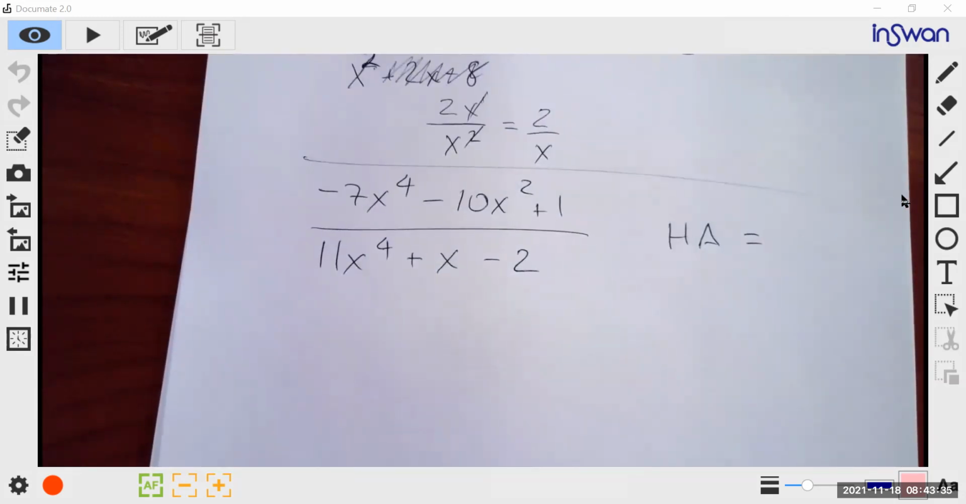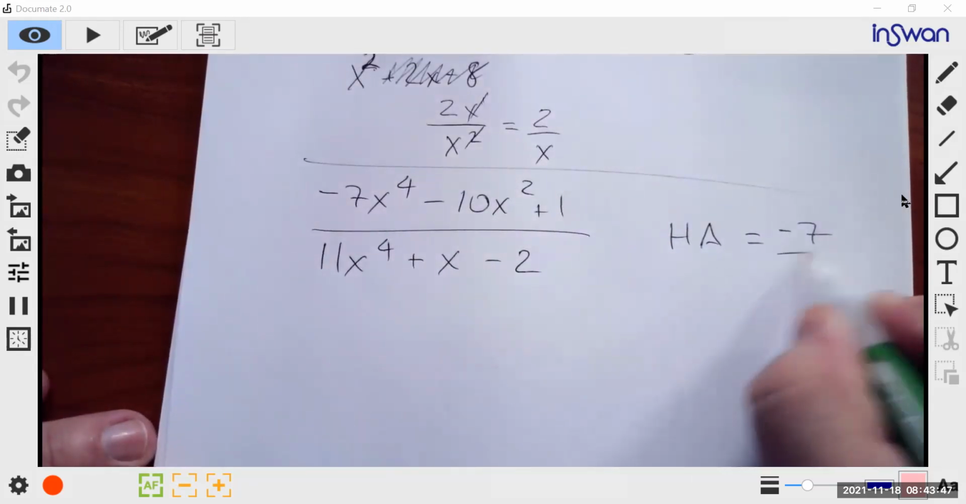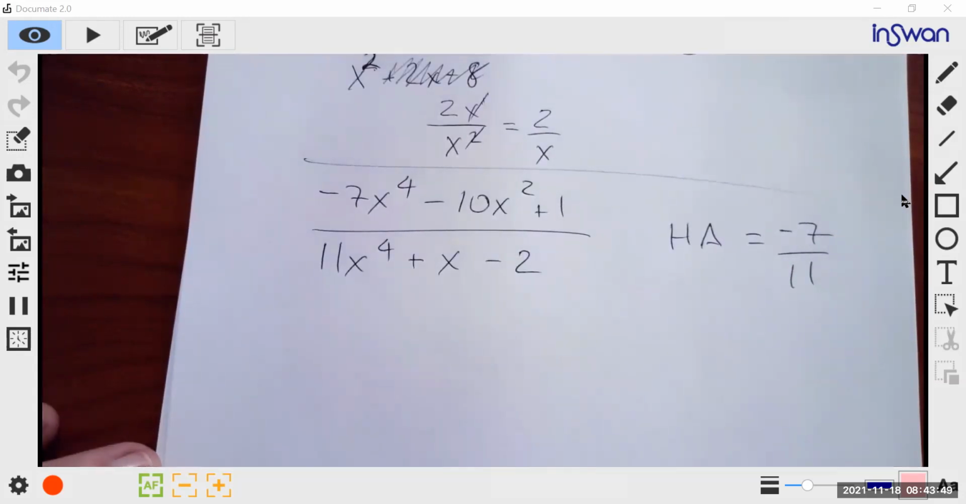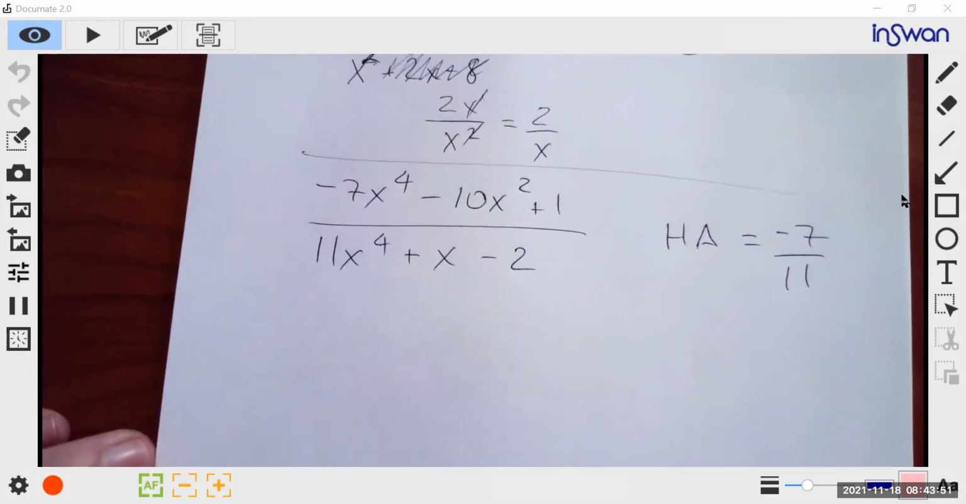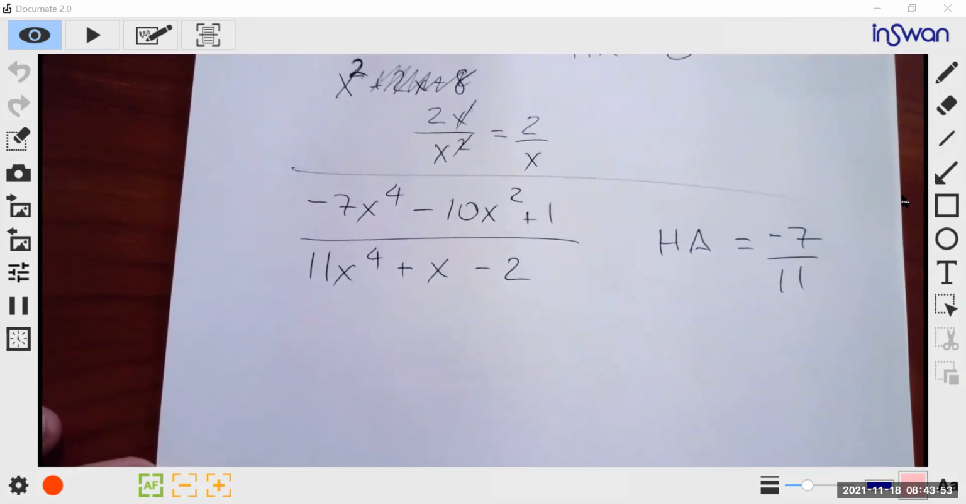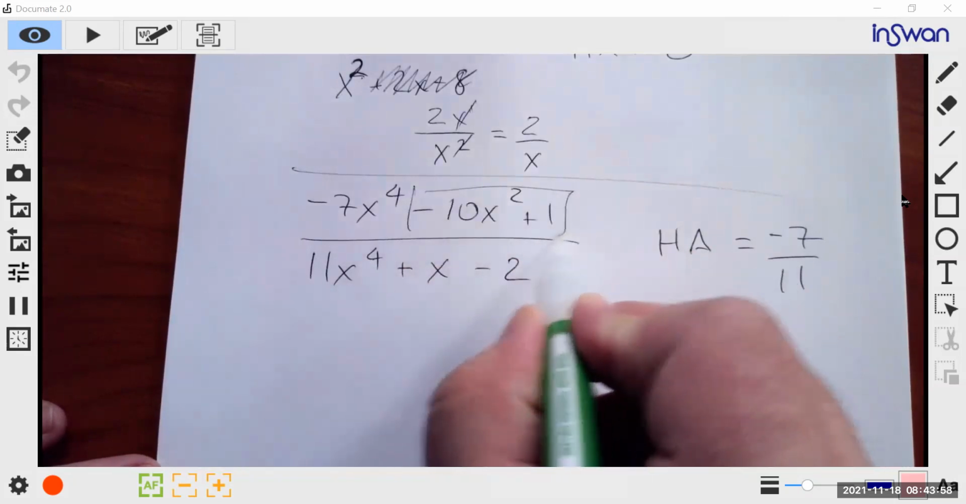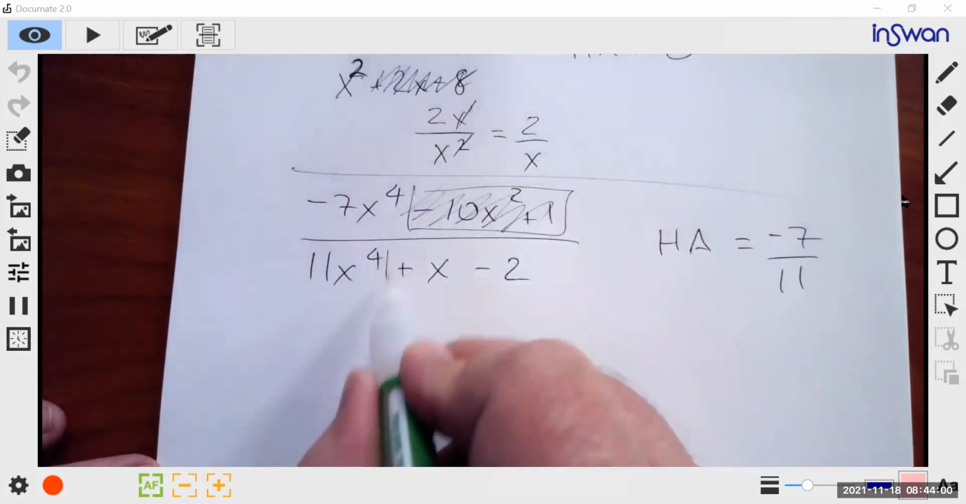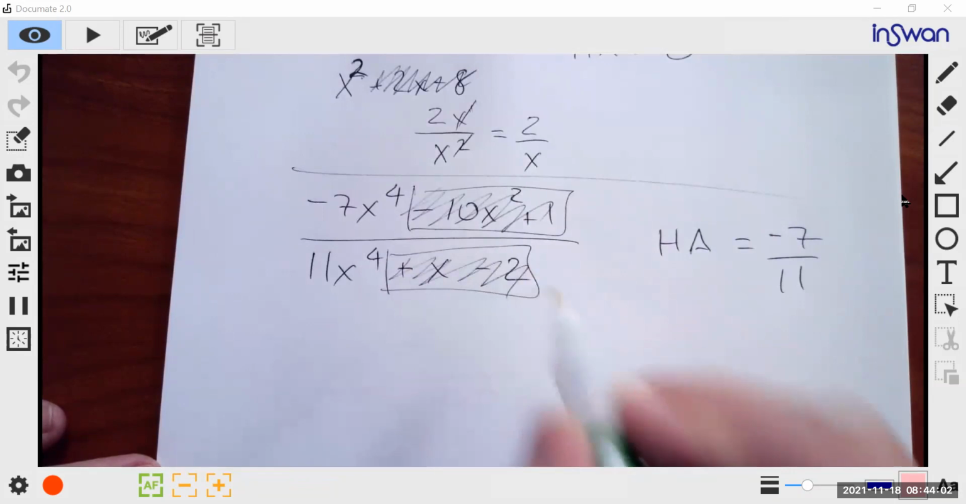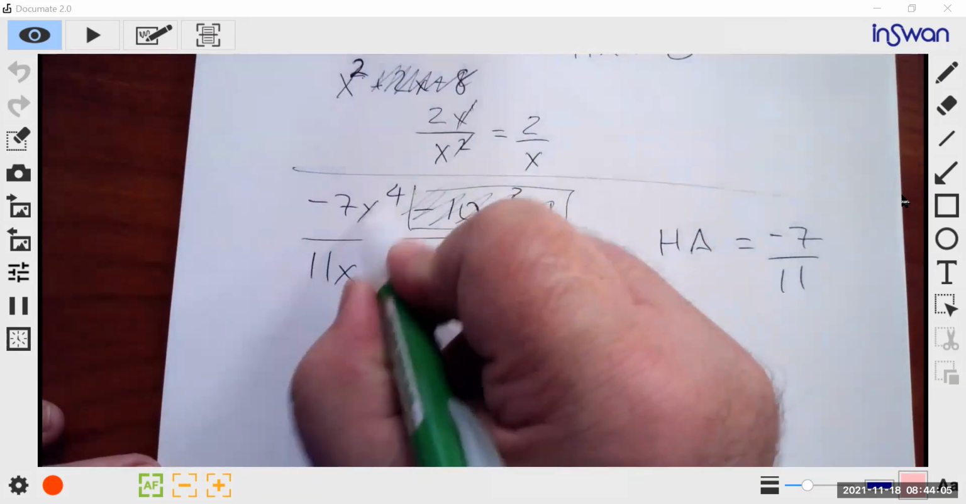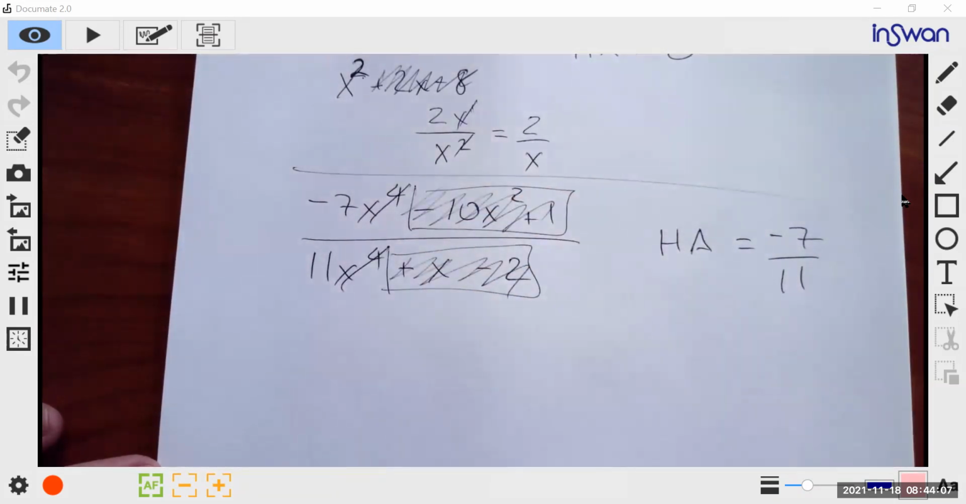How about that one? Very good. -7/11. Because remember, all you're dealing with are the leading terms. This other stuff I can get rid of. I don't need it for this part. And since x to the fourth cancels out, I have -7/11.